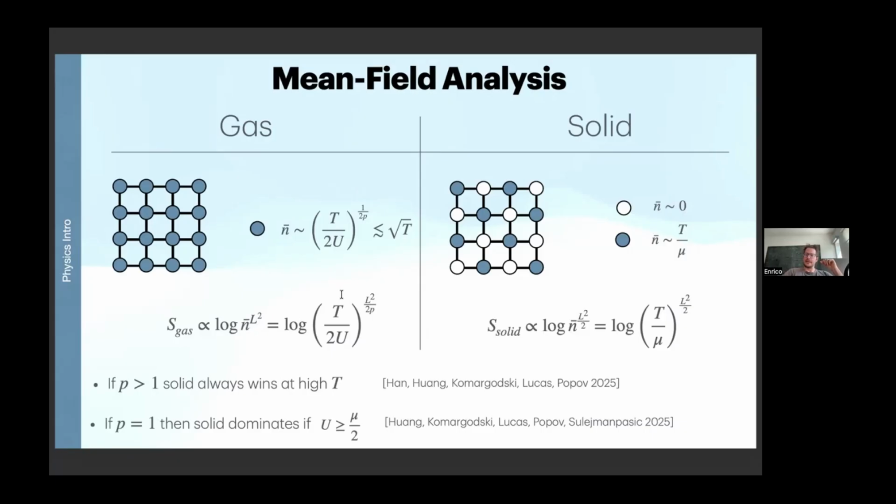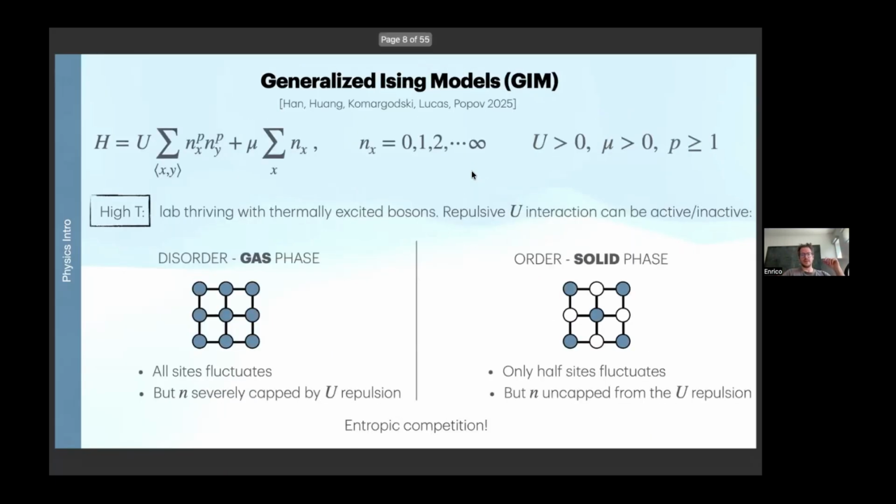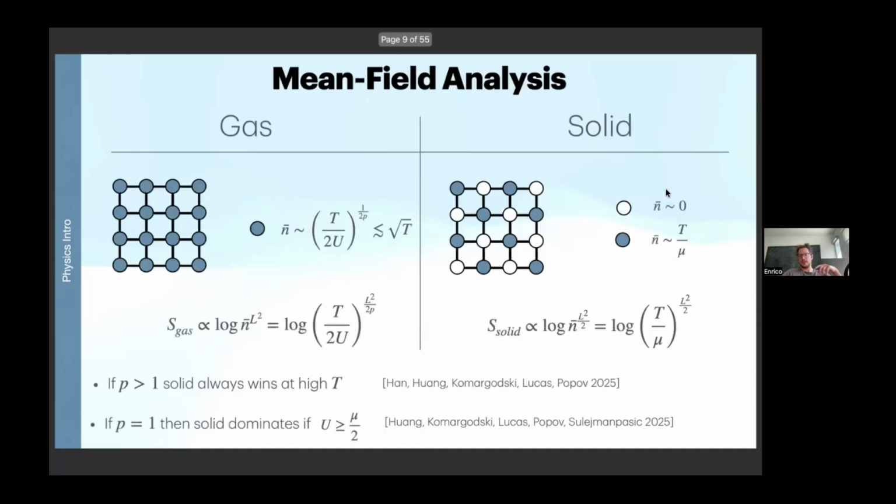Let's do the same analysis for the solid. Here it's so easy. You don't even need mean field theory, because again the repulsion term is not active, so there are no interactions. And just by looking at the Hamiltonian, you see that while the white terms are fixed to 0, the blue terms are going to be capped just by mu and beta, meaning they're allowed to go like t divided by mu, like a free theory of bosons.